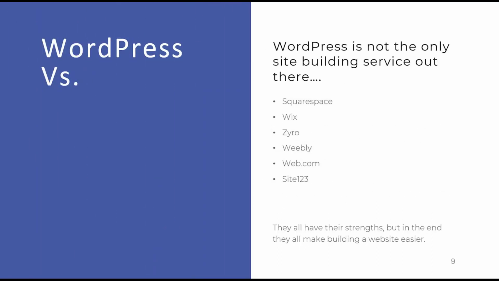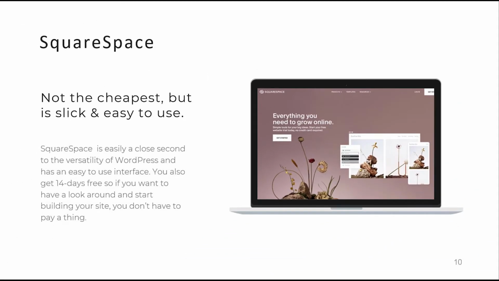WordPress isn't the only site building service out there. Squarespace, Wix, Weebly are also considered as site building services. Each site is different in that some are free, but have limited templates and services, whilst others charge a yearly subscription fee. Let's take a quick look at the pros and cons of each version. Squarespace isn't the cheapest option, but it's slick and easy to use. They do a 14-day trial. It's a close second to WordPress.